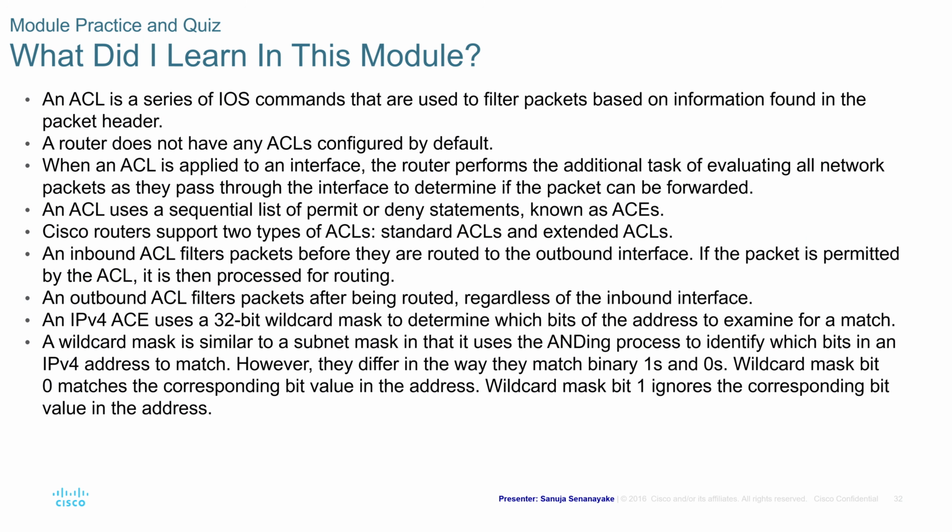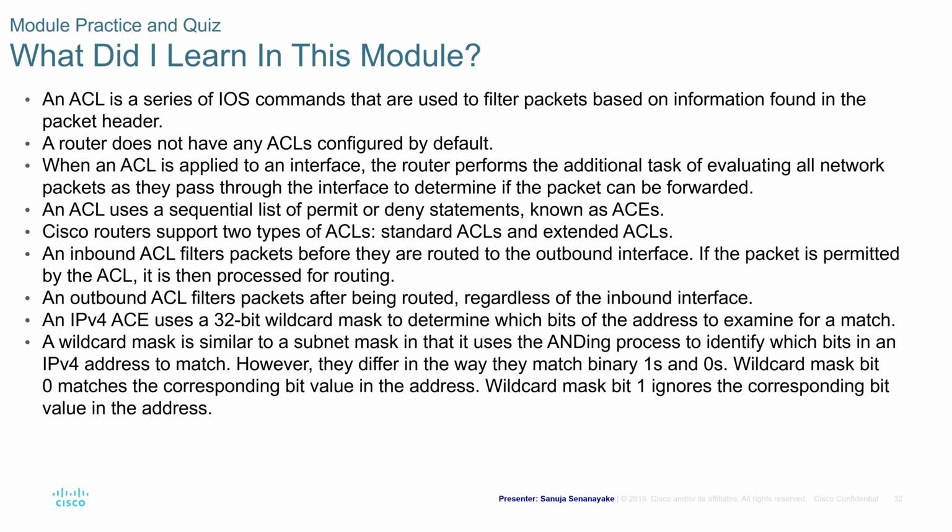We learned an ACL is a series of IOS commands that can be used to filter packets based on information found in the packet header. A router does not have any ACLs configured by default, so right out of the box, routers won't have any ACL configurations. When an ACL is applied to an interface, the router performs the additional task of evaluating all network packets that pass through that interface to determine if the packet can be forwarded.